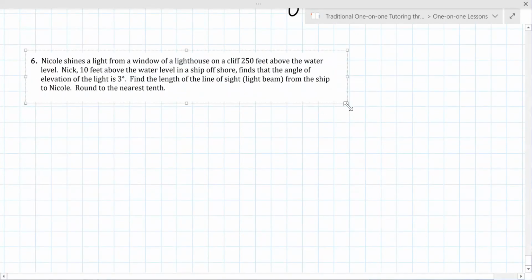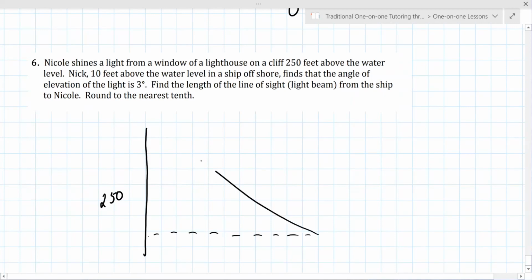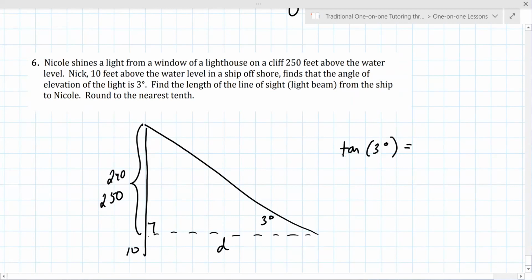Okay, Nicole shines a light from the window of a lighthouse on a cliff 250 feet above the water. Nick is 10 feet above the water line, finds that the angle to the light is 3 degrees. So this is 10, so this is really 240. And they want the length right there. So this one's not law of cosines or sines. It's a tangent problem. Tangent of 3 degrees equals opposite 240 over D, and then you solve for D.